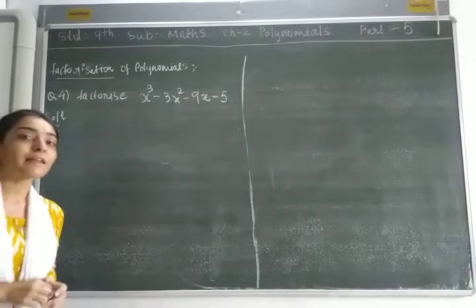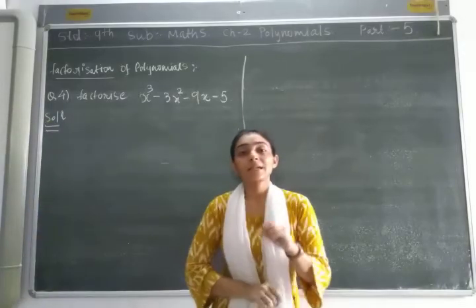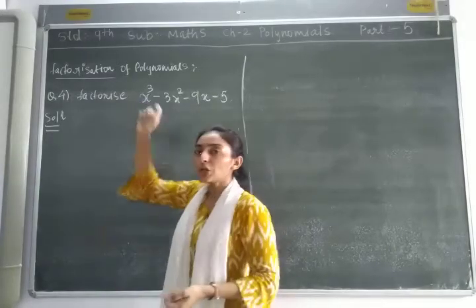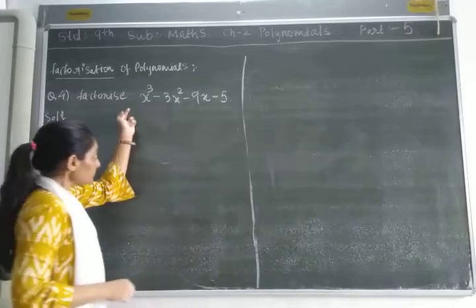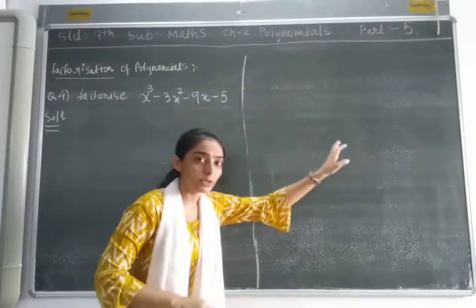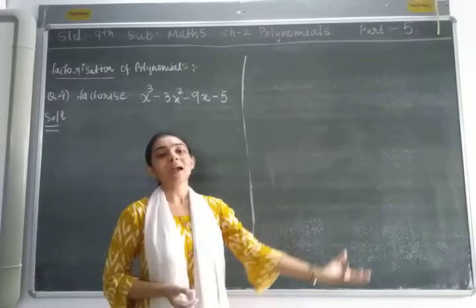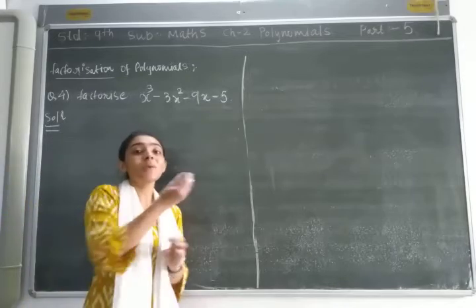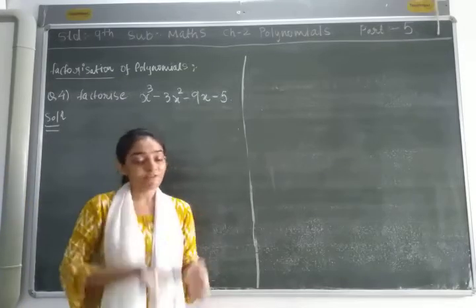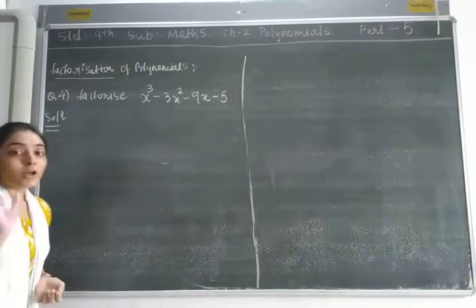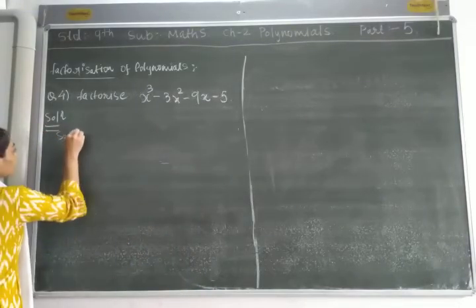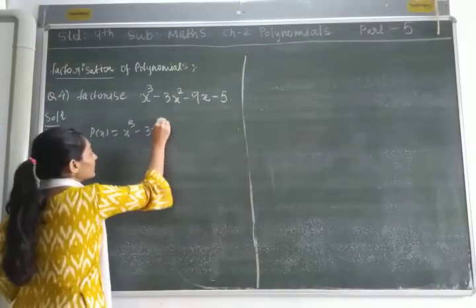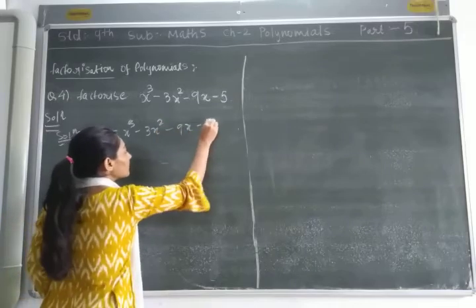See, in the trial and error method, we just take some numbers and put those numbers into my polynomial. After putting that number, if I am getting 0, it means that number is a factor of this polynomial. So it is quite lengthy. How many numbers will you take? There are infinitely many numbers. So the logic says, let's just write first: P of x equals x cube minus 3x square minus 9x minus 5.